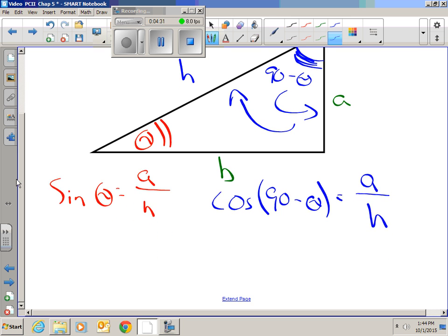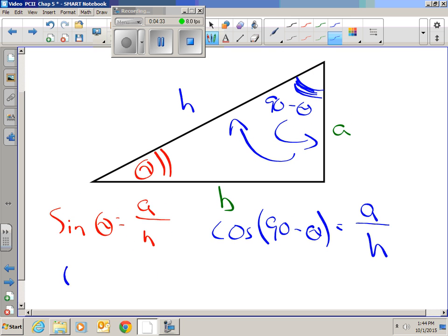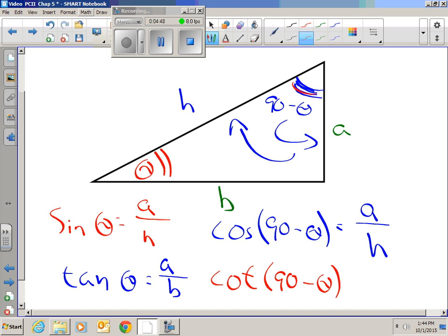Likewise, if I wanted to do tan of theta, right now it would be a over b. Notice that cotan of theta, and I'm switching the colors here just so we can see, cotan of 90 minus theta, so here's 90 minus theta, is going to be the adjacent over the opposite, b, cotan, so a over b. And they are the same.